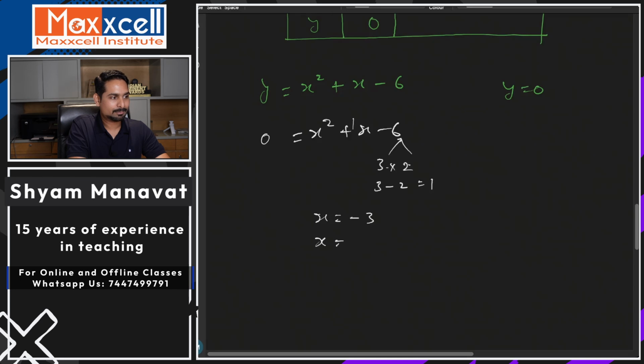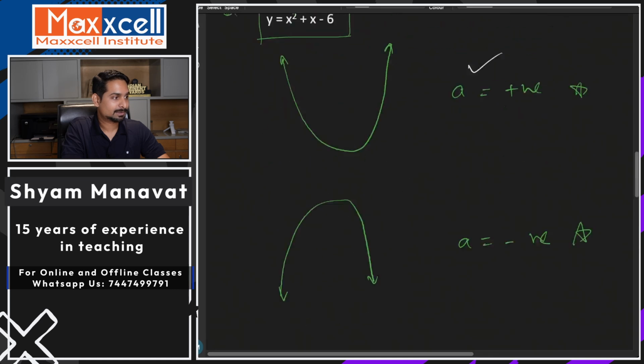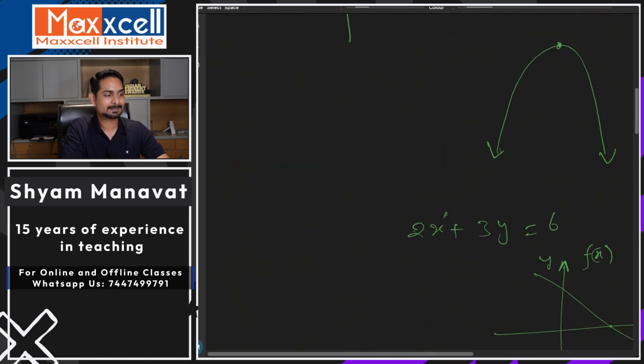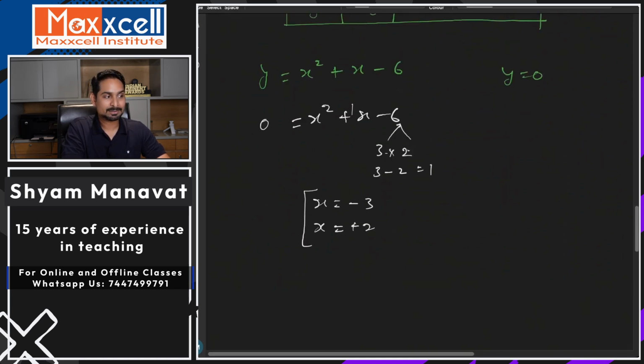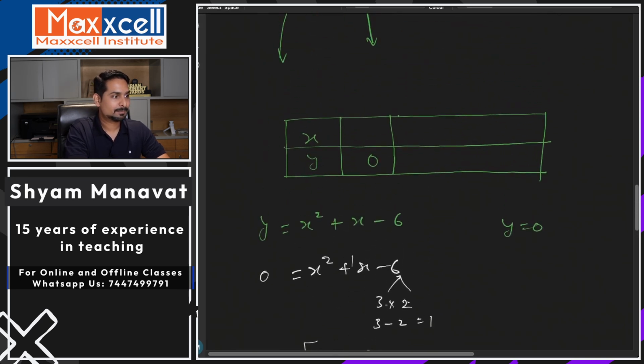Remember the shortcut? If not, then please go through my previous videos, guys. This is lecture number 6. So in previous videos, I have shown how to use the shortcut. So I got x is equal to minus 3 and x is equal to plus 2. Two values when y is equal to 0. So for y equal to 0, I got x is equal to minus 3 or x is equal to plus 2.